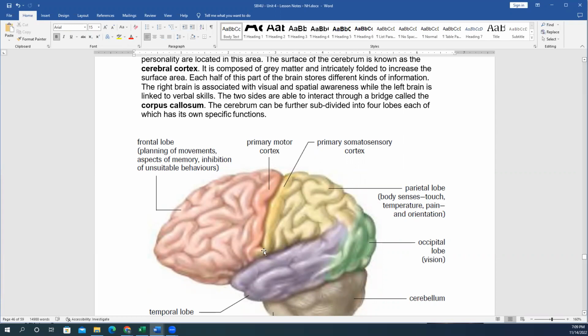Then the parietal lobe, which is this yellow region here of the brain, is associated with touch and temperature awareness, and also interpreting pain and our direction of orientation. It's also been linked to emotions and interpretation of speech. And finally, the occipital lobe over here, this green shaded region, is the sensory area associated with vision and the interpretation of visual information.